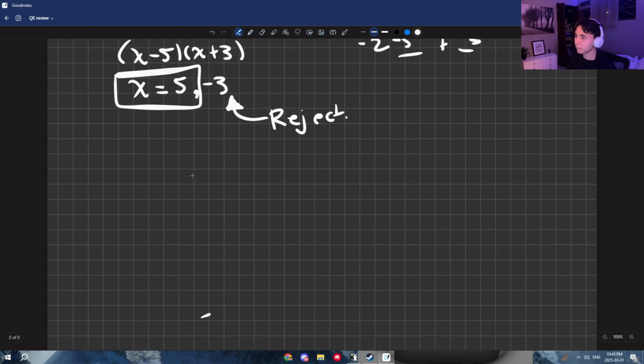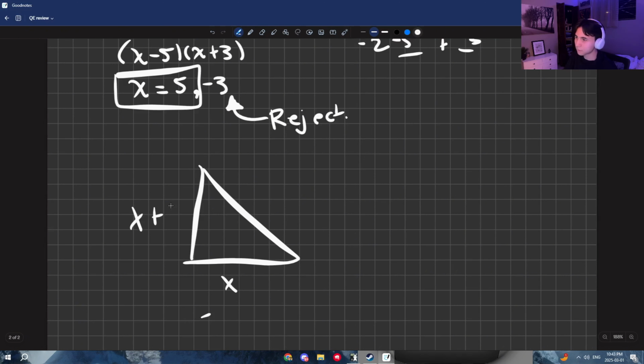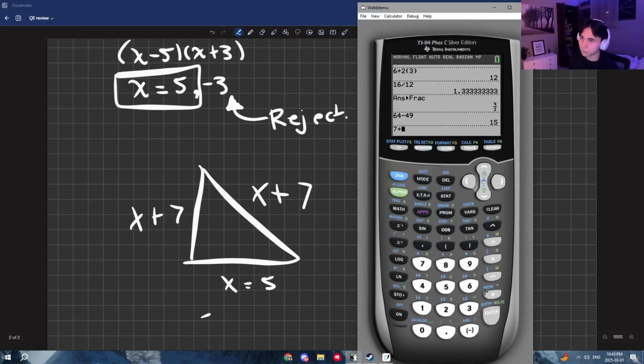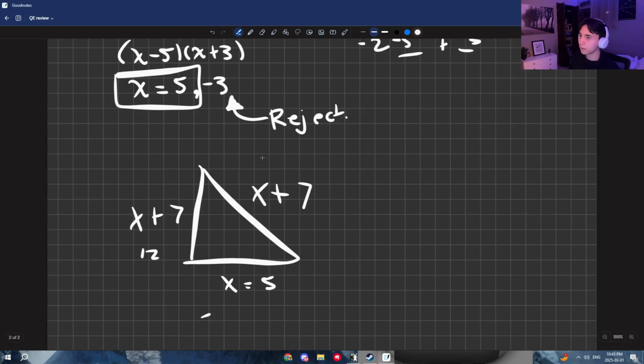So the original triangle looked like this. So we had x plus 5, or sorry, x plus 7, and x plus 8. So when we replace x, we should get x equals 5, and then our original dimension is going to be 7 plus 5, which is going to be 12, and then this one should be 8 here. So x plus 8 gives us 13. So meaning our dimensions are going to be 12, 5, and our hypotenuse is going to be 13.